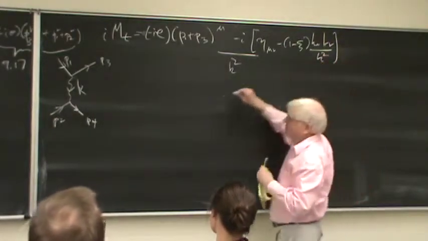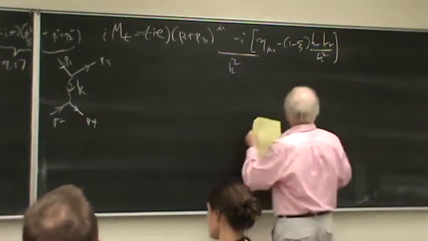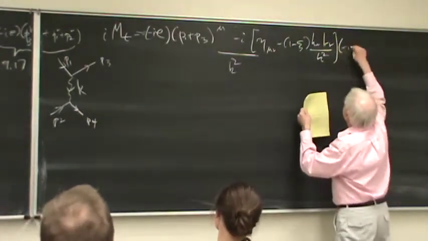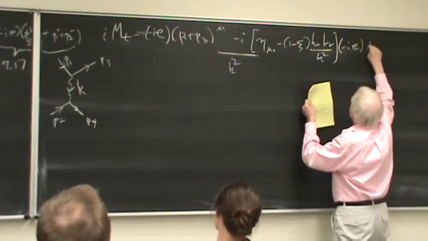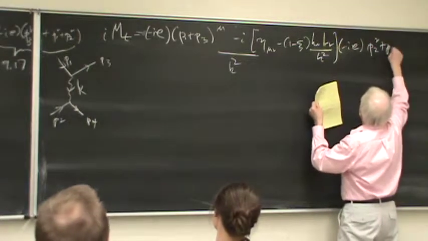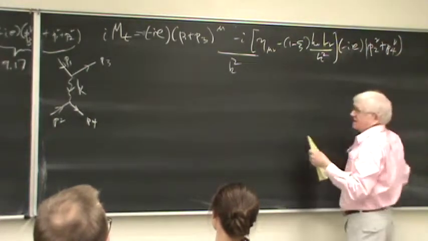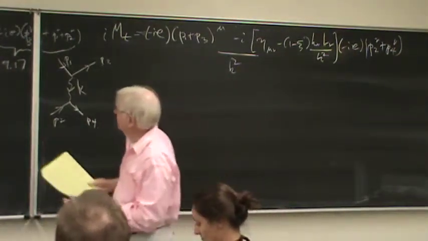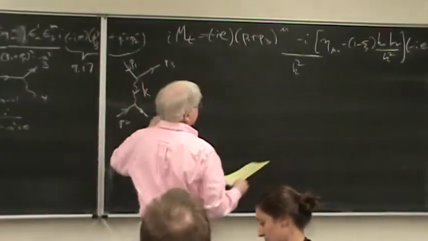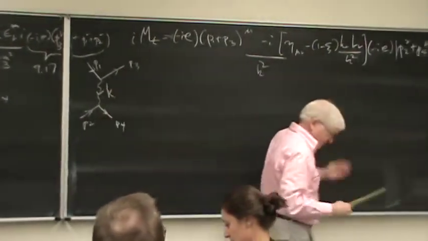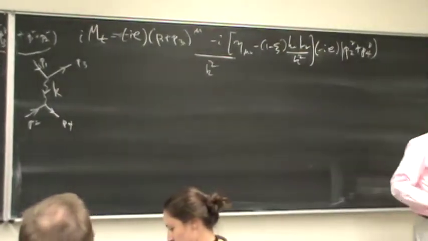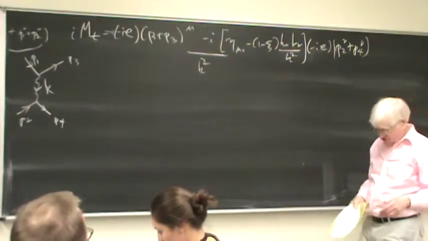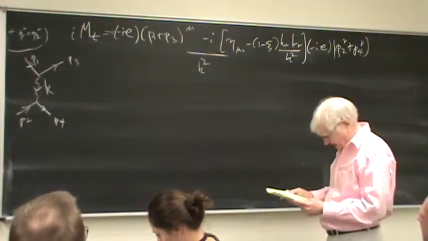And then we have this vertex, and well, this vertex is minus i e (P2 nu plus P4 nu). So this is again that same equation 9.17 used twice, and then the formula for the photon propagator in this generalized R_xi gauge and so forth.